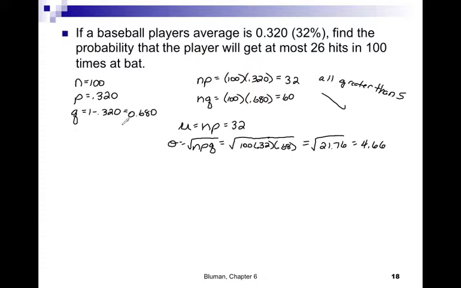What probability are we looking for? Well, at most 26 hits. So in other words, it can be 26 and it can be less than 26, but it can't be more than 26. So our probability is that x is less than or equal to 26. All right, so let's draw our normal distribution curve. We locate our mean at the peak, which is 32. Okay, and 26 is somewhere on this side of it.